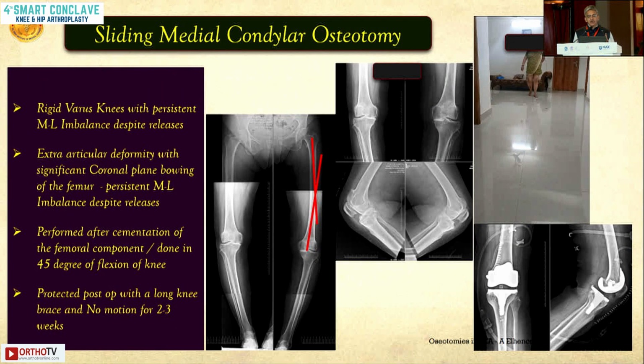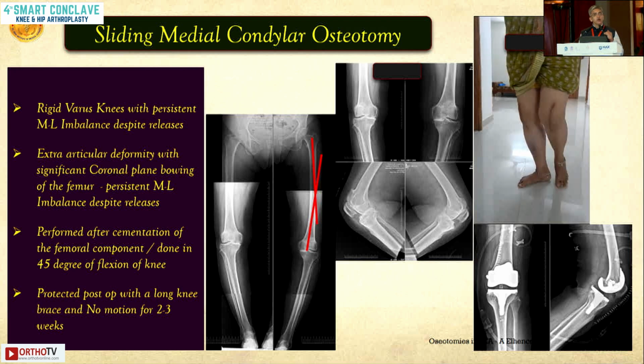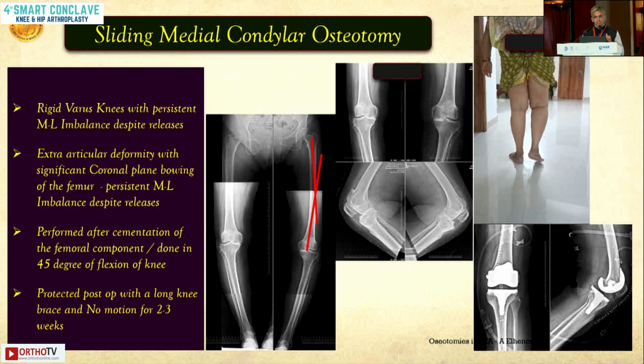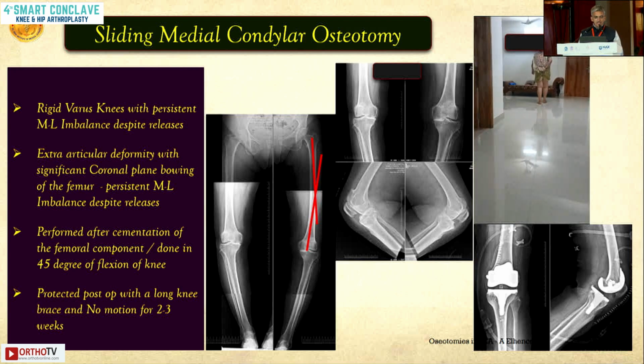So the sliding medial condylar osteotomy is required for rigid varus knees which do not correct despite the releases and the reduction osteotomies, who have extra-articular deformities which will leave behind a residual medial-lateral space imbalance. These are performed after the cementation of the implant in 45 degrees flexion of the knee, and you need to be careful with how you handle these patients in the post-operative phase.